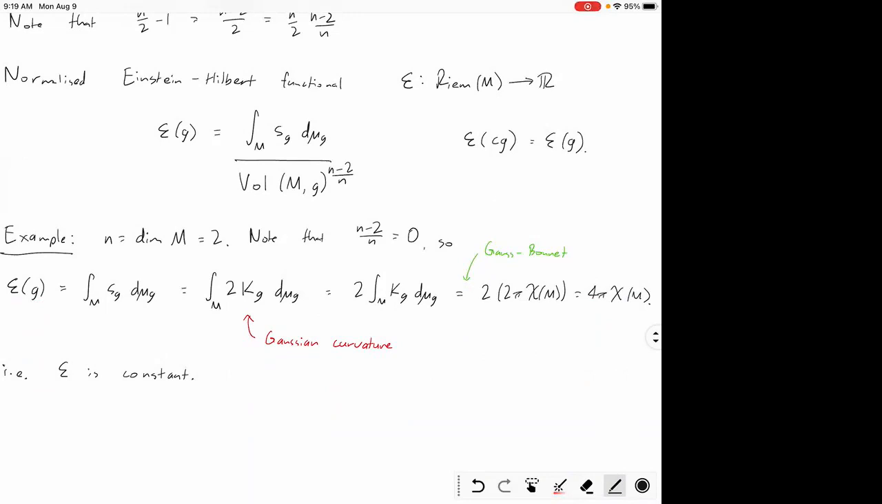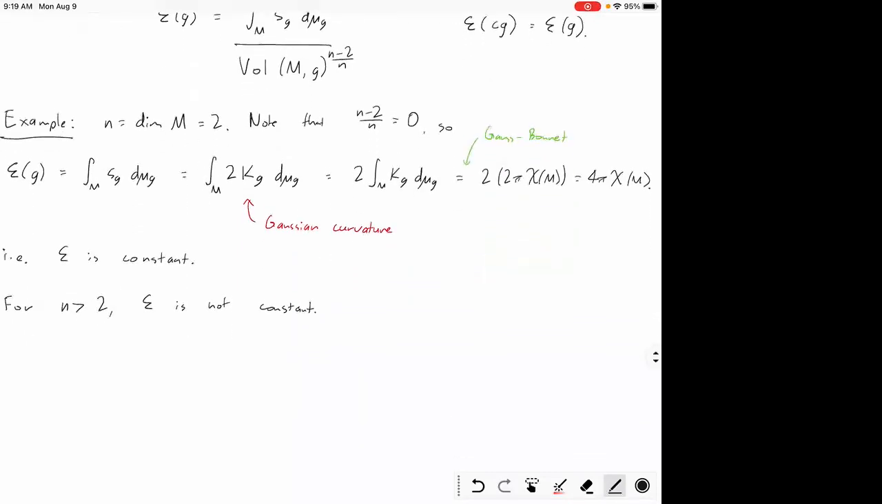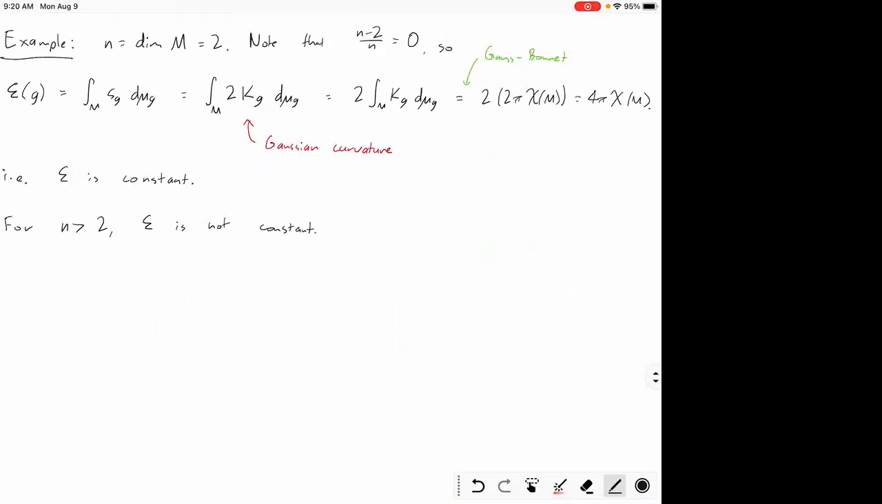So this is a special case. For n bigger than 2, this functional is not constant. Gauss-Bonnet is an incredibly special thing that happens in dimension 2. We can't expect anything like this in higher dimensions. So this functional is much more complicated in higher dimensions.